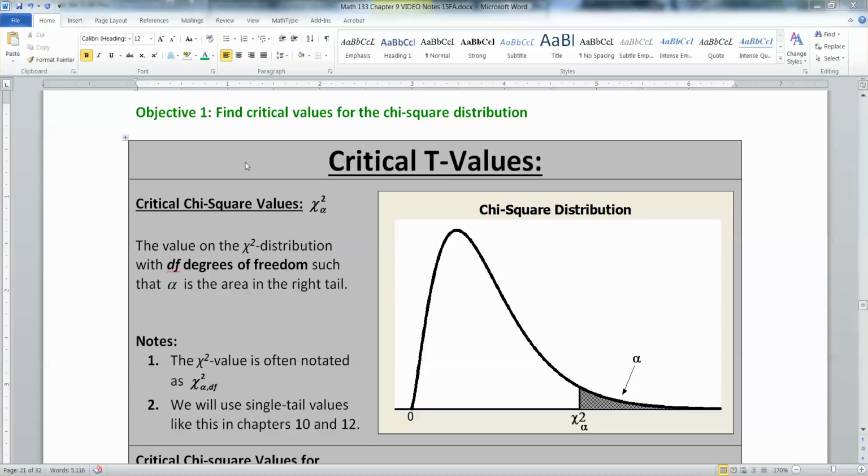Now that we've seen the chi-square curve and had it introduced to us, we need to be able to find the critical values, just like we were able to find them for the z curves and the t curves in sections 9.1 and 9.2 respectively.